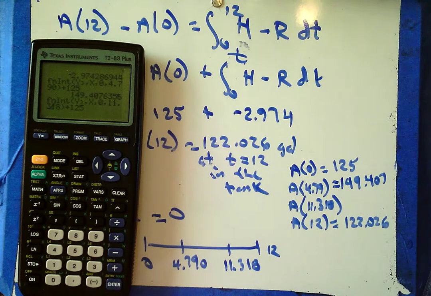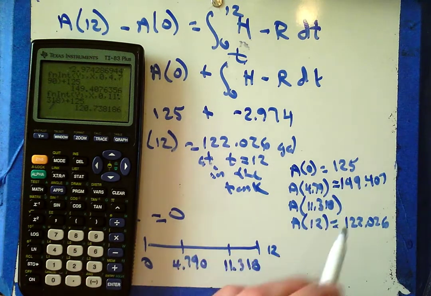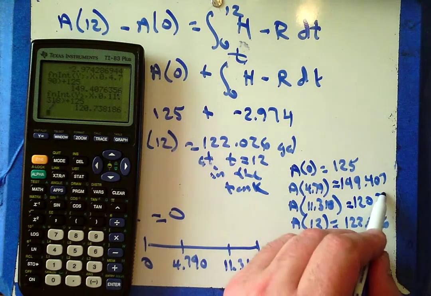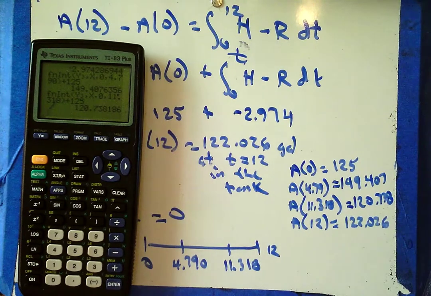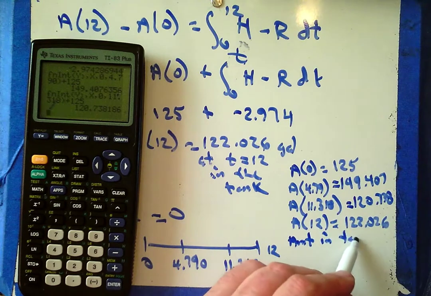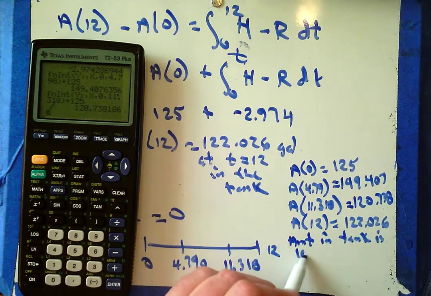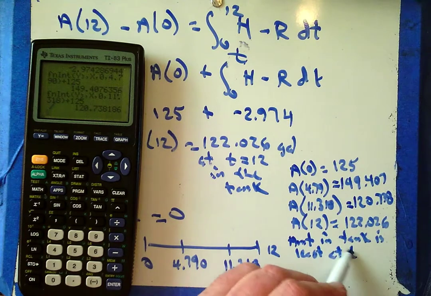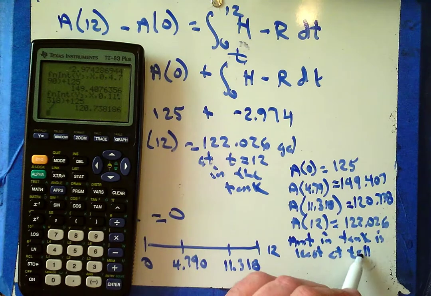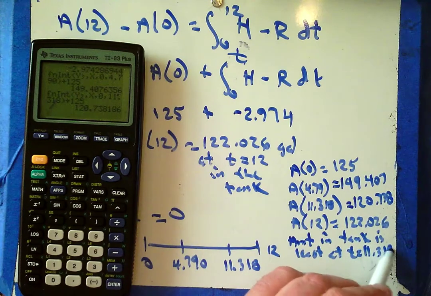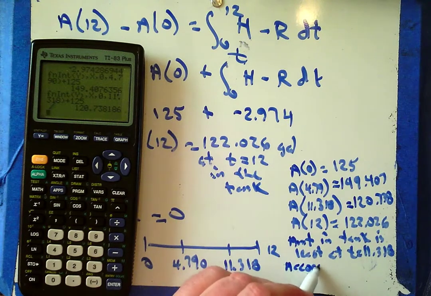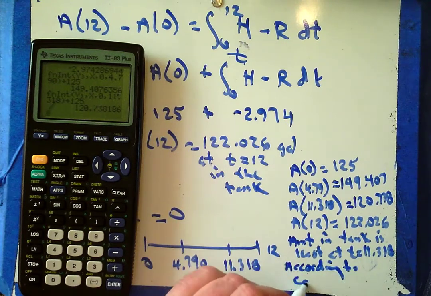Ooh, it does take a while. I get 120.738. And so we're looking for the least amount in the tank, which is least at t equals 11.318, according to the candidates test.